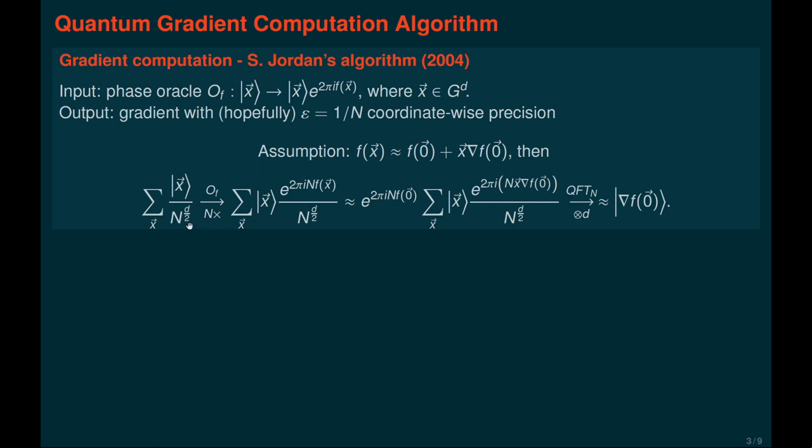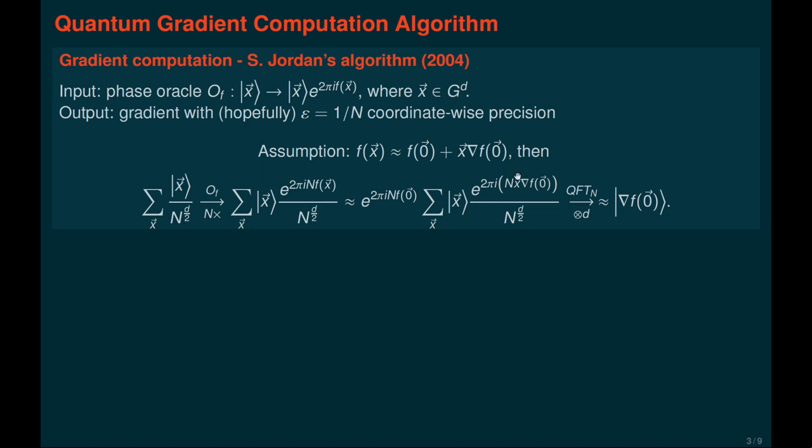And so here is Jordan's algorithm. Once again, you prepare uniform superposition over all the grid points in this discretized hypercube. Then you apply your phase oracle, but you need to apply it n times to put there the appropriate phase, because we rescale things. And so here I need to apply some approximation. I approximate my function by its linear approximation that I wrote before. So that will bring us a global phase depending on the function value at 0. And it will be a phase which is depending on x, but linearly. So the global phase, that doesn't matter.